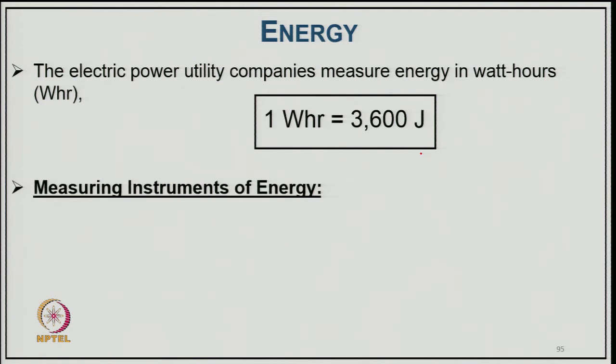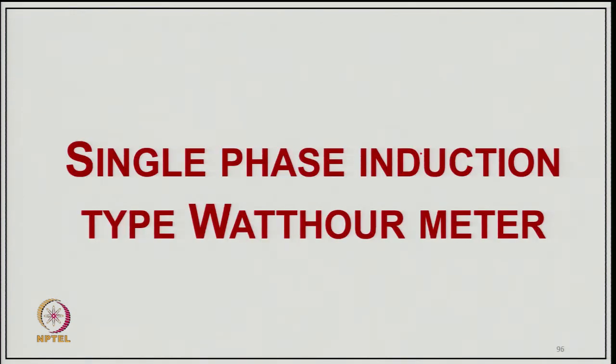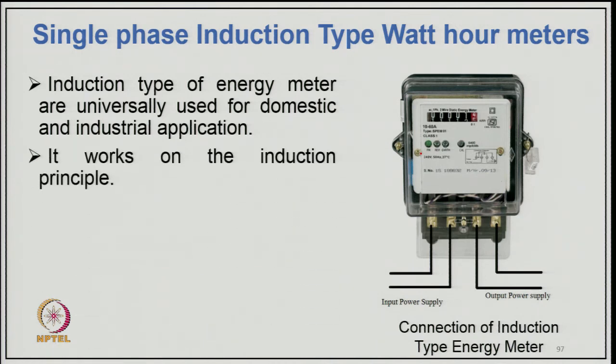The electric power utility company measures the energy in watt-hours, and 1 watt-hour is equal to 3600 joules. For measuring instruments of energy, we have the single phase induction type meter, the polyphase energy meter, and the digital energy meter. Coming to the single phase induction type watt-hour meter, induction type energy meters are universally used for domestic and industrial applications. You can see the connection of an induction type energy meter. We have an input terminal and an output supply terminal going to the load, and of course the connections are given on the face of this energy meter.